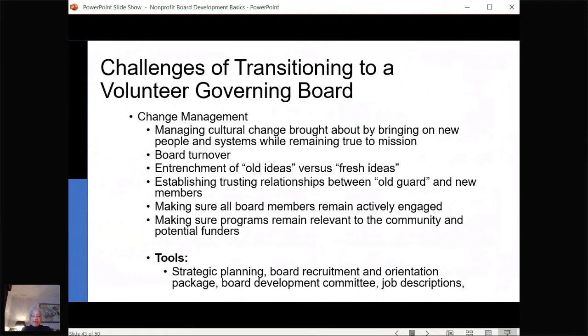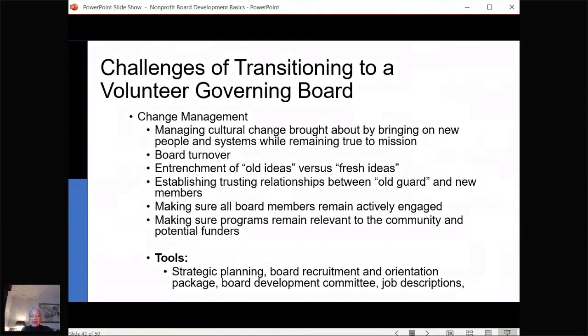There is also an entrenchment of old ideas versus fresh ideas. And you need to establish trusting relationships between the old guard and new members. So this is going to require some team building. And you want to make sure that all board members remain actively engaged and be sure that programs remain relevant to the community and potential funders.